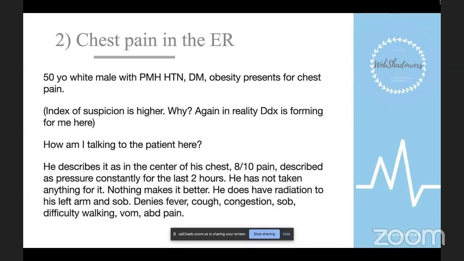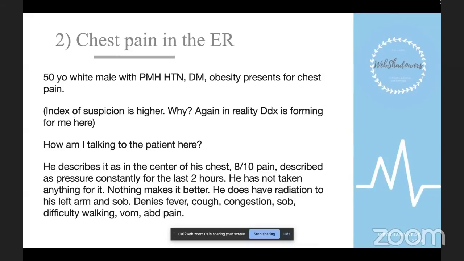So again, how am I talking to the patient? Yeah, I'm still going to try and be as empathetic as possible and get the big picture, but I'm going to be a little bit more direct. So I'm asking a lot of the same questions, keeping in mind my differential. He described it as the center of his chest, 8 out of 10 pain this time, present for the last 2 hours. He has not taken anything for it. Nothing makes it better. He does have radiation to his left arm, and he's having some associated shortness of breath.